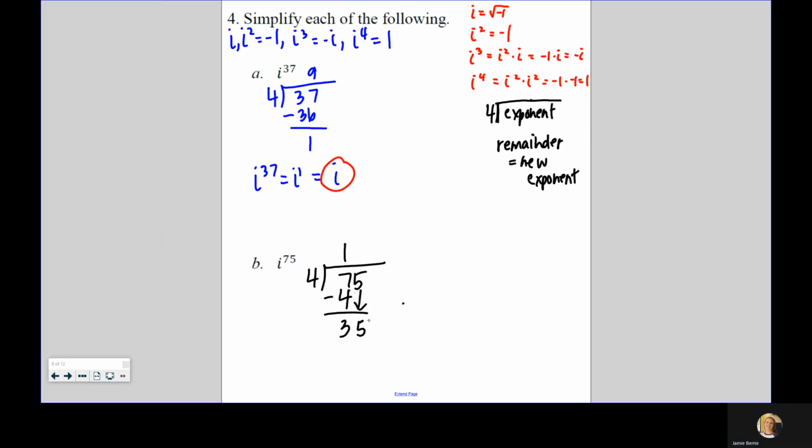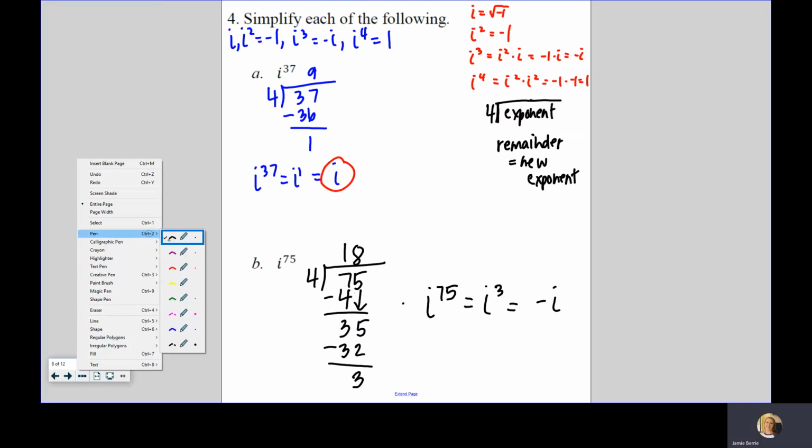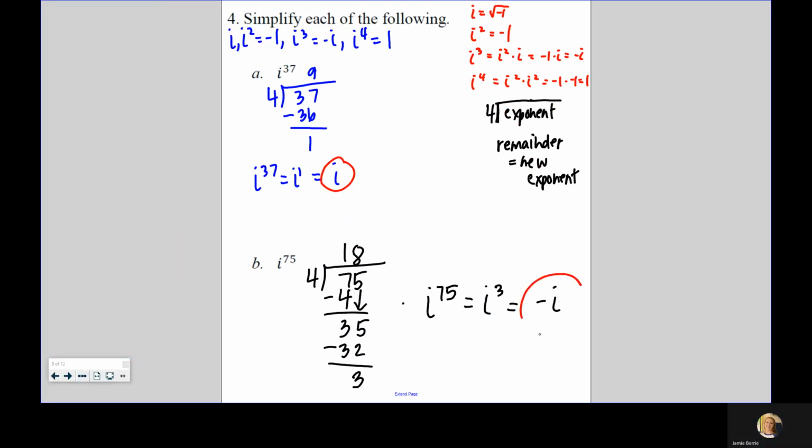Bring that down. How many times does 4 go into 35? That would be 8 times. 8 times 4 is 32. Subtract that to get your remainder. So we have a remainder of 3. So that's our new exponent. So i to the 75th is the same thing as i to the third power, which we know up here, i to the third power is equal to -i. All right, and that's it. So you're just simplifying it until you no longer have an exponent on i.